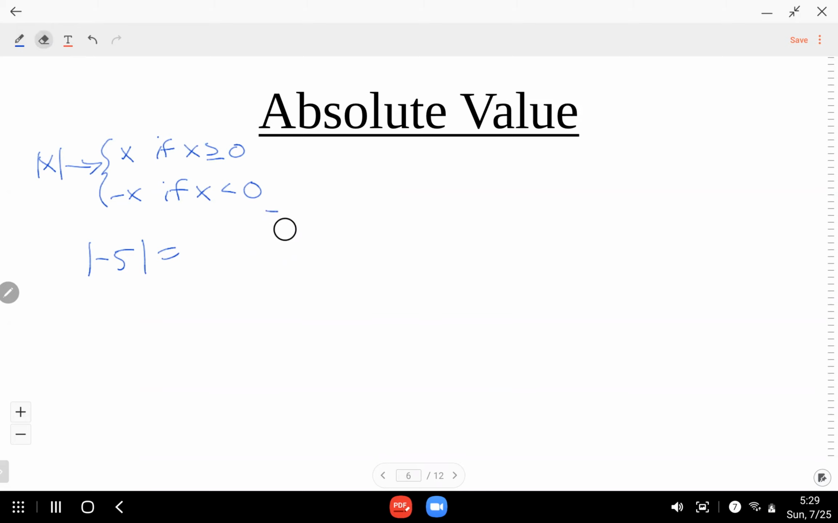Okay, so what is x? The x is the number inside of this absolute value. And this says that if x is less than 0, then the result will be negative x. So -5 indeed is less than 0. So the value of the absolute value of -5 will be negative x, which is negative 5, and that equals 5. And this is an example of this.